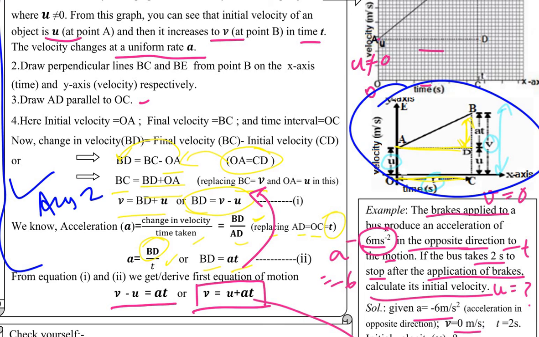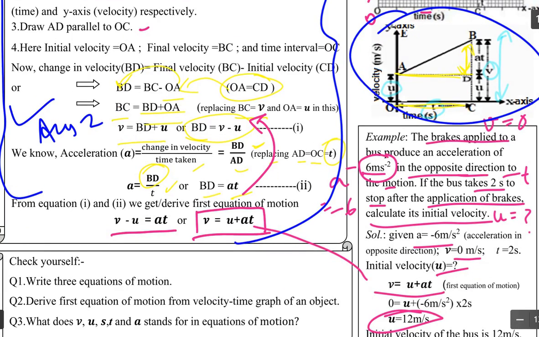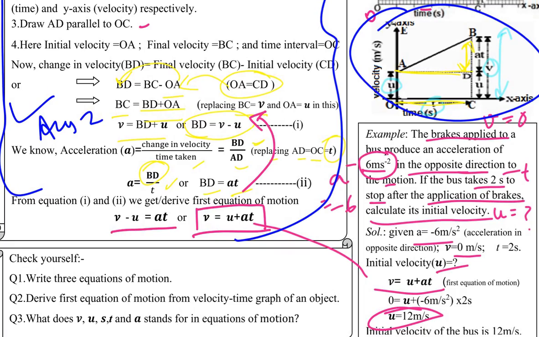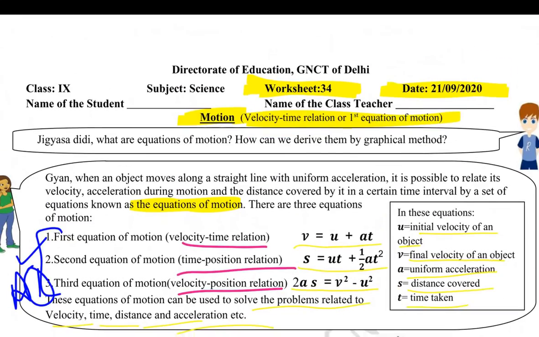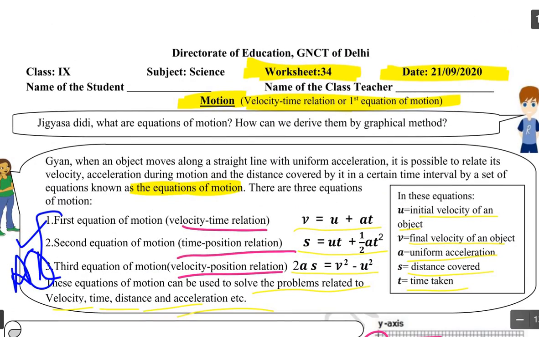We will also make the diagram, this figure, with the help of the graph figure, and write the whole thing up till its derivation. So this is question number 2. And now, what do v, u, s, t and a stand for in the equations of motion? In these equations they stand for these. This is your answer number 3.